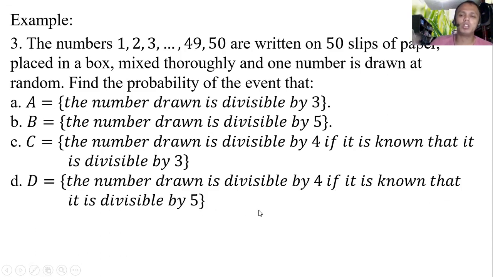Okay? So we need 3 number of events here. Divisible by 3, divisible by 5, divisible by 4. Pang-apat naman is yung intersection. I mean, dalawang intersection. Intersection of divisible of 3 and 4. Intersection of 4 and 5. Unahin natin sa letter A.